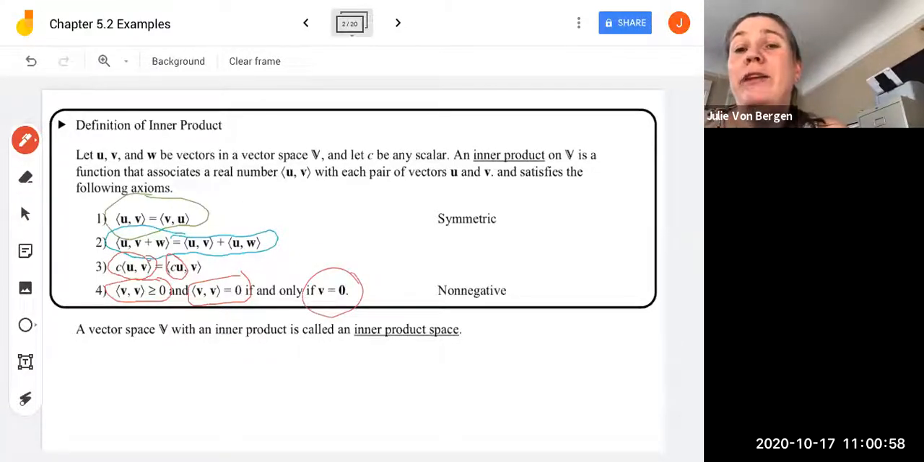And a vector space V with an inner product together, they're known as the inner product space. So to have an inner product space, you have to have the vector space, and you have to have the inner product, which is kind of like a rule. So you can think of the inner product as a rule that together with the vector space, you get this inner product space.